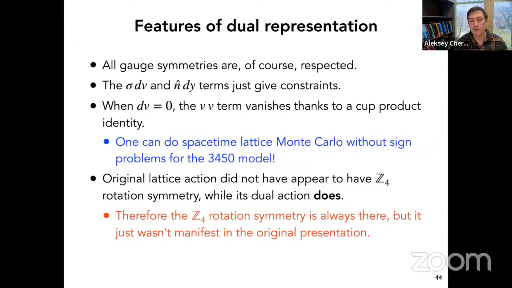and we hope to in the future. But the next thing is that while the original lattice action did not have any kind of manifest Z4 rotation symmetry because of this funny F function we had to introduce, the dual action that we've derived does have that discrete rotation symmetry. Since going from one to the other is a set of duality transformations that are exact, that means that the Z4 rotation symmetry was actually always there. It was just badly non-manifest in the original choice of variables, but it was secretly there, and it's made manifest in this particular dual representation.